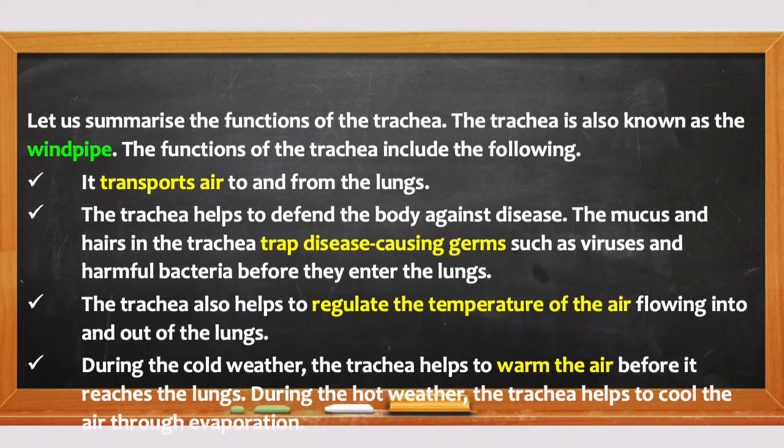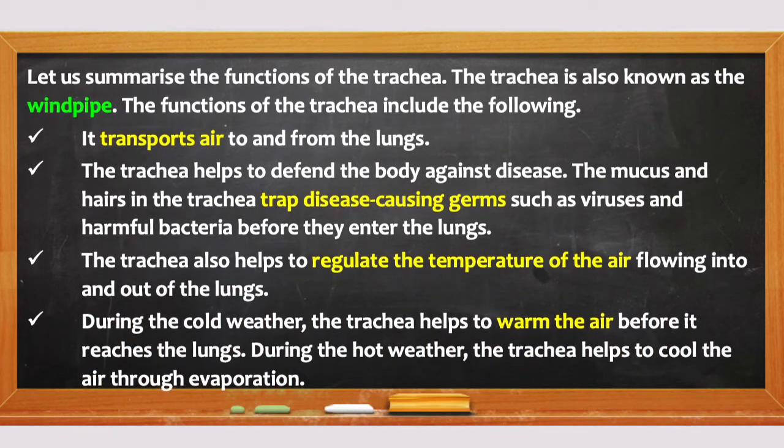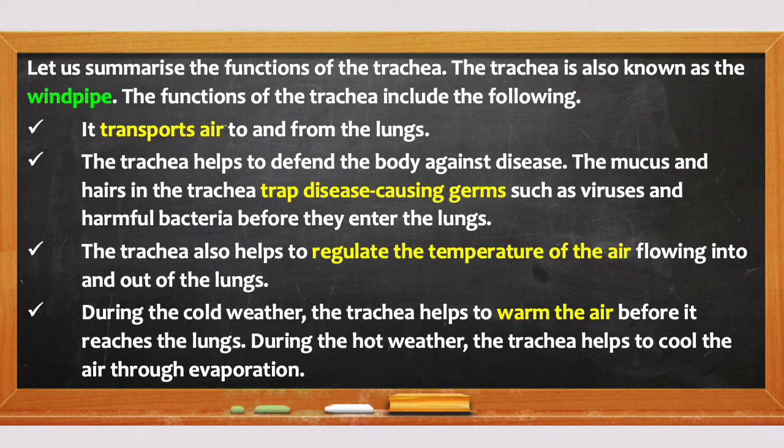The mucus and hairs in the trachea trap disease-causing germs such as viruses and harmful bacteria before they enter the lungs. The trachea also helps to regulate the temperature of the air flowing into and out of the lungs. During the cold weather, the trachea helps to warm the air before it reaches the lungs. During the hot weather, the trachea helps to cool the air through evaporation.